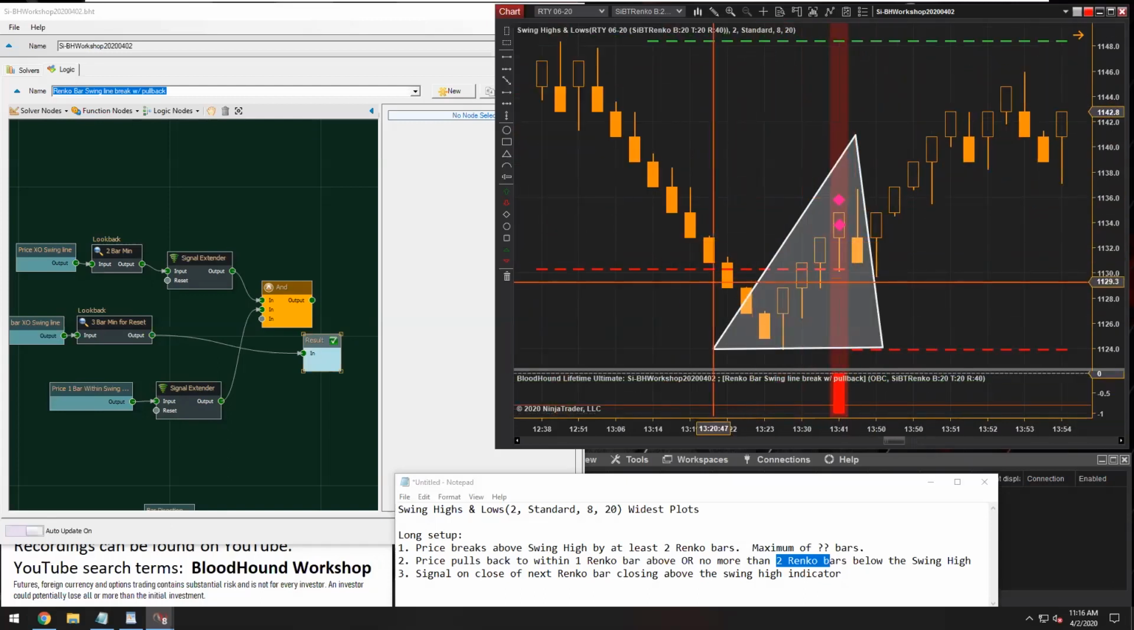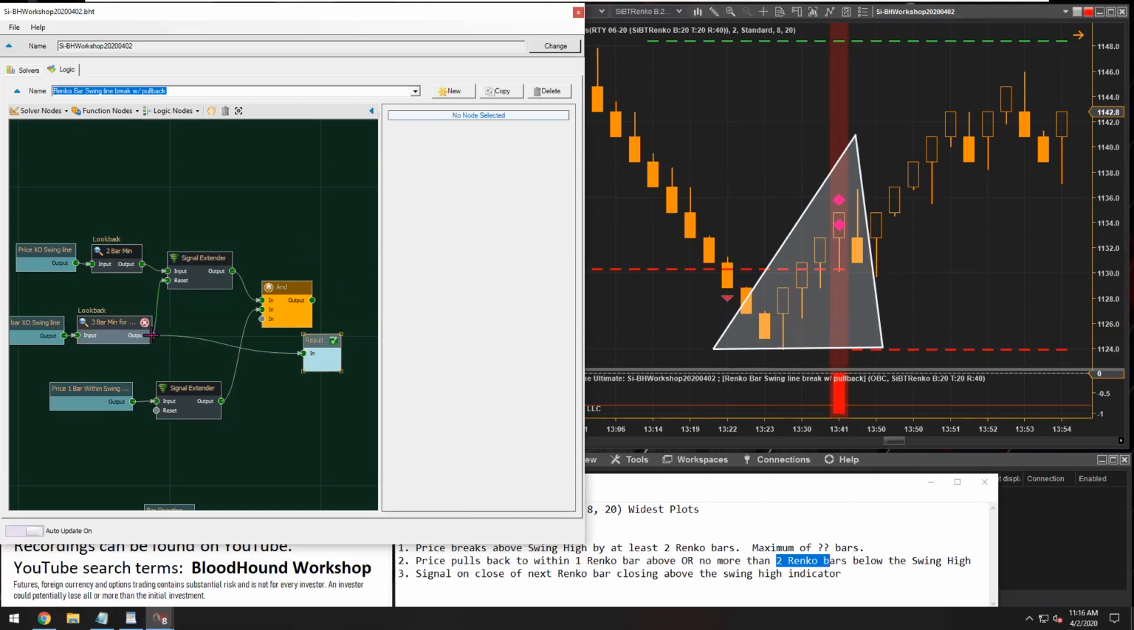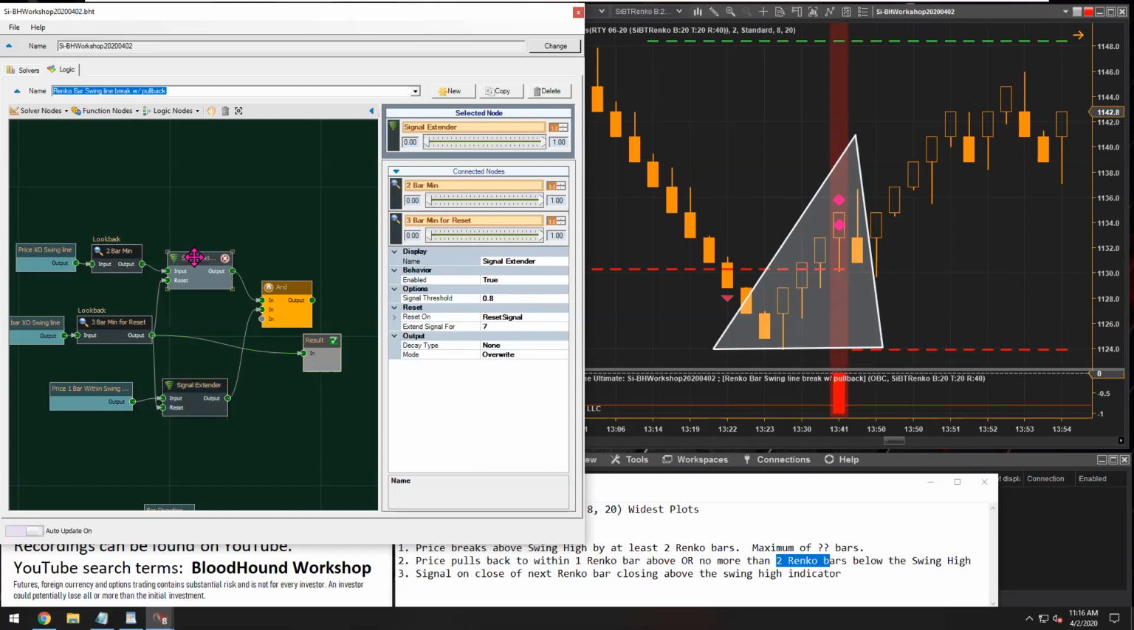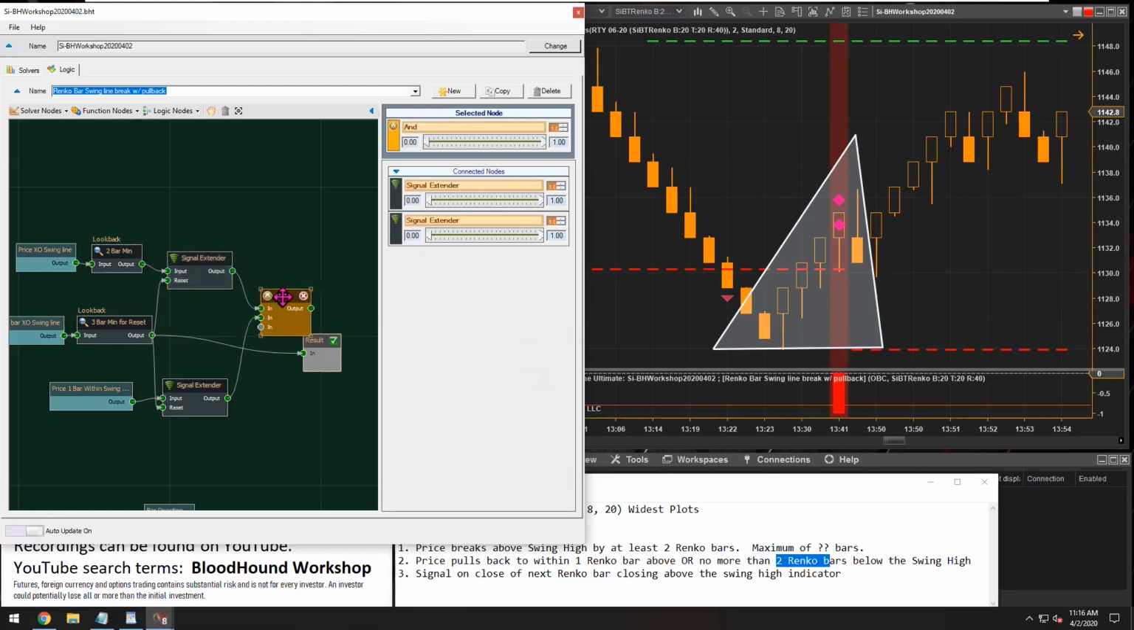And there's our signal on the 3rd bar pullback. And yeah, here we go. Here's one that looks a little better, a little prettier, right? Price crosses the swing low, does a pullback, and then on the 3rd pullback bar, there's our signal to cancel the whole event. So what I'm going to do is connect this into the resets of our signal extenders, like so. We're going to turn off the signal extenders, and that will effectively kill the signals going into the AND node, right? So let's take a look.